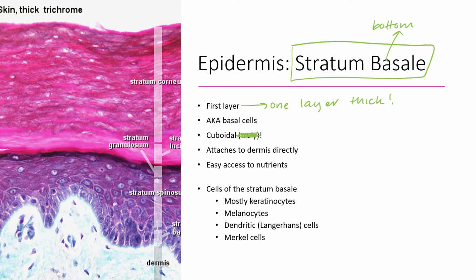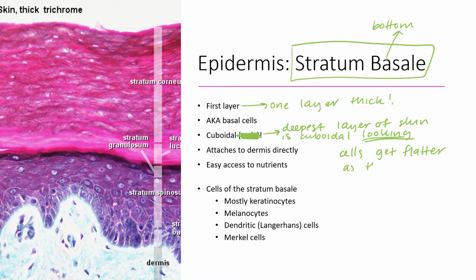Now, I'm going to scratch that off because it's a little misleading in hindsight. So the deepest layer of skin is cuboidal looking, and cells get flatter as they move or migrate superficially.